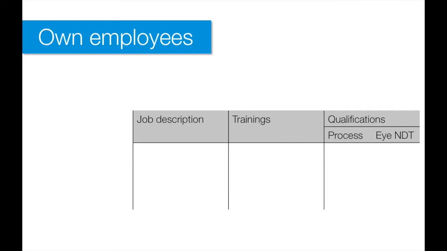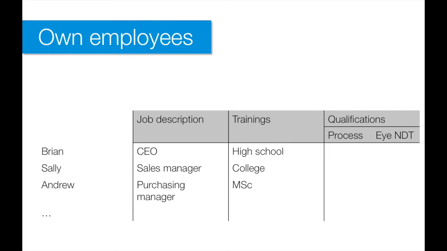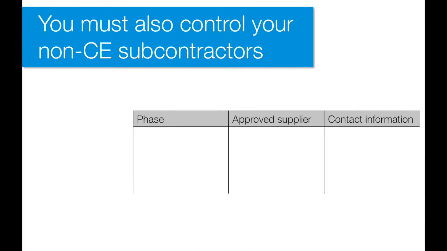The table for own staff is used to list your employees and record their experience and qualifications. Now list each and every employee who participates in one way or another in the order to delivery process. For now, you can leave the columns for welding related qualification and the eyesight for NDT blank, as we will complete them in another step. It's important that you always keep this table up to date, as you are required to compare these qualifications with the qualification requirements.